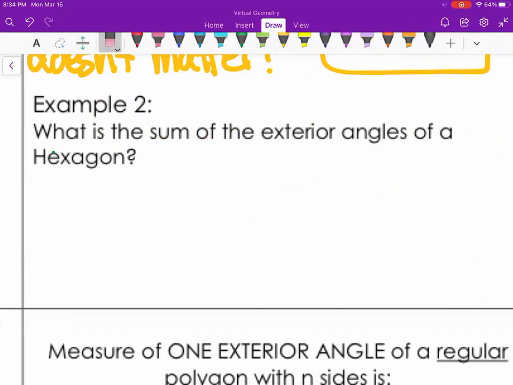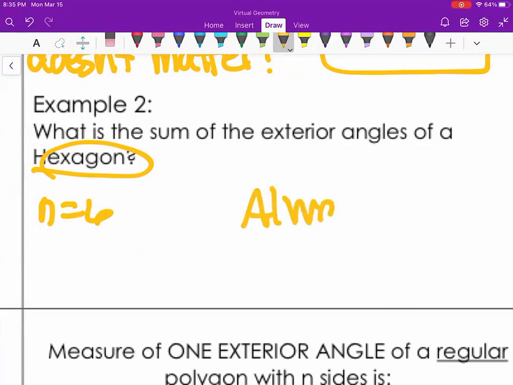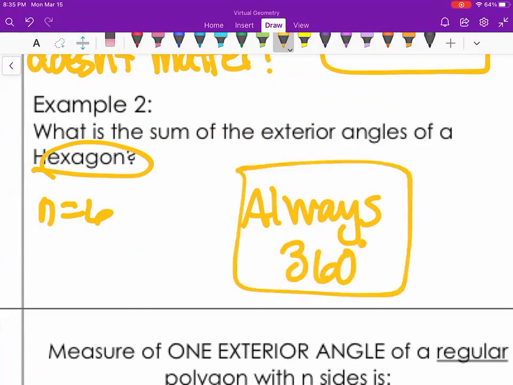So in example 2, what is the sum of the exterior angles of a hexagon? Again, it does not matter that a hexagon has 6 sides. It is always 360. So a hexagon would have 360 degrees for the sum of the exterior.